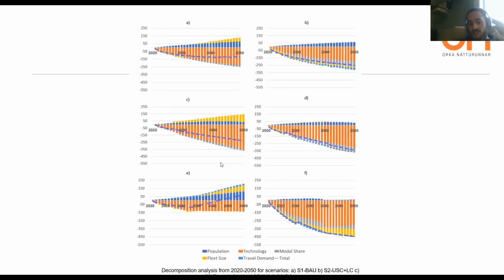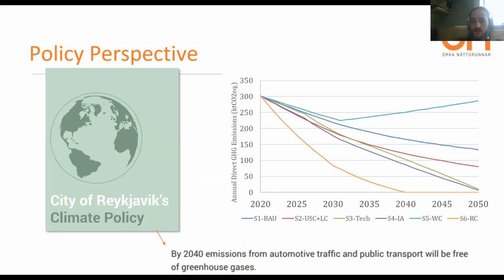And then you can just see here what the drivers of that are. We did a decomposition suggesting that technology would lead to the greatest win in emissions. But at the end of the day, the car fleet will also lead to a lot of emissions if we don't put a cap on levels of car ownership or try to reduce it.